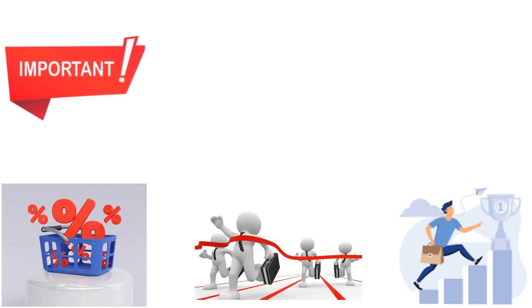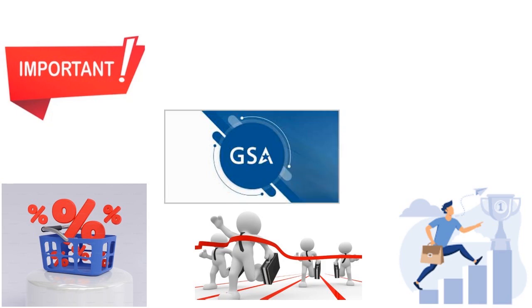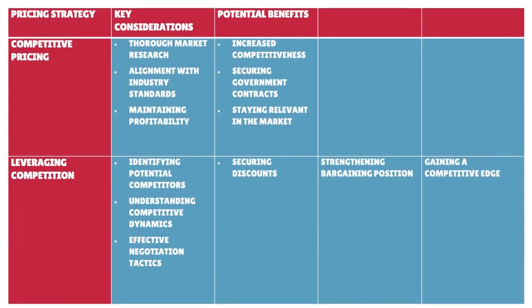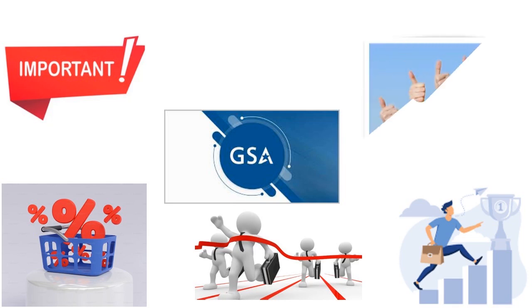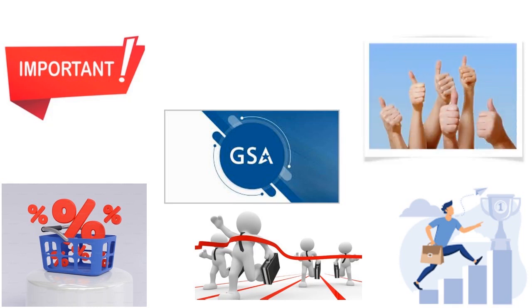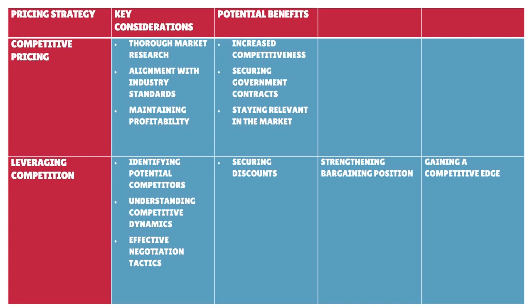So I'm showing you a recap here of what you need to do in terms of the GSA schedule pricing model. On the screen, you can see the pricing strategy, the key considerations, and the potential benefits. You have competitive pricing, and you also have leveraging competition, the things you have to do to make sure that you win. This is important from a flexibility point of view. Potential benefits of leveraging competition include strengthening bargaining positions, securing discounts, and gaining a competitive edge through the process.